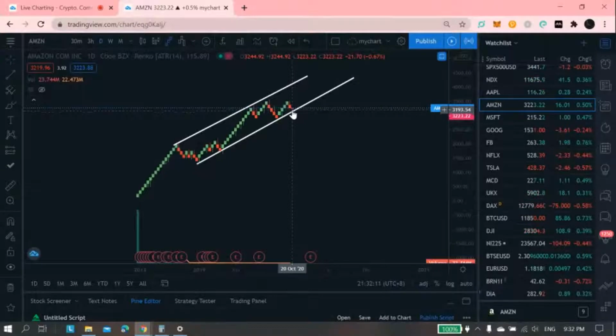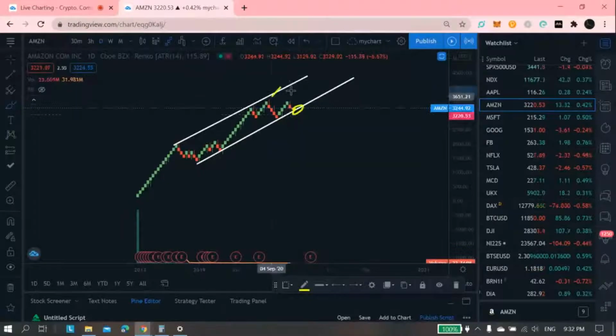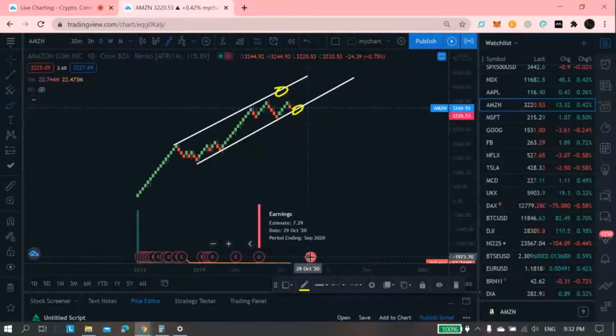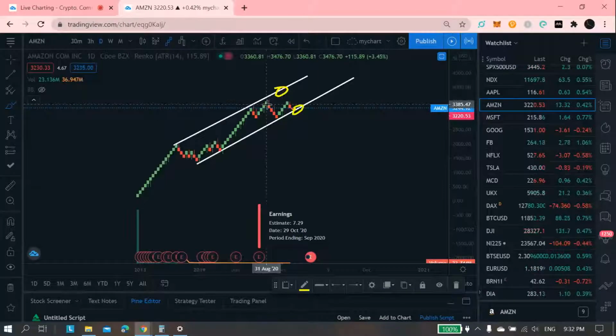So what's the possible catalyst? This is the support I'm looking at, and of course, this is the resistance I'm looking at. The resistance will be around, it can actually create a new all-time high depending on the earnings, which are due October 29, so 9 days from now. So if it's better, a new high would be around 3,500, 3,600.